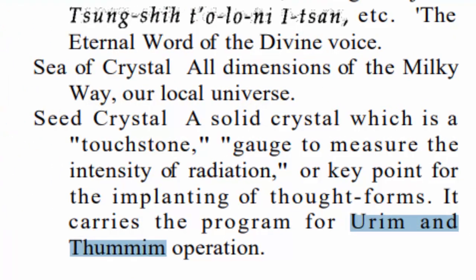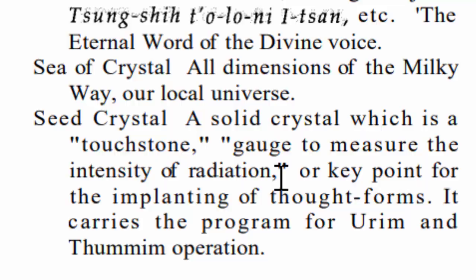All right, so we're over here in the glossary. We'll start there as we try to define the word. Now, the first time we see it is in what is talking about a seed crystal, a solid crystal, which is a touchstone gauge to measure the intensity of radiation or key point for the implanting of thought forms. It carries the program for Urim and Thummim operation. So this is what carries the program, the seed crystal. It's a touchstone gauge to measure the intensity of radiation.